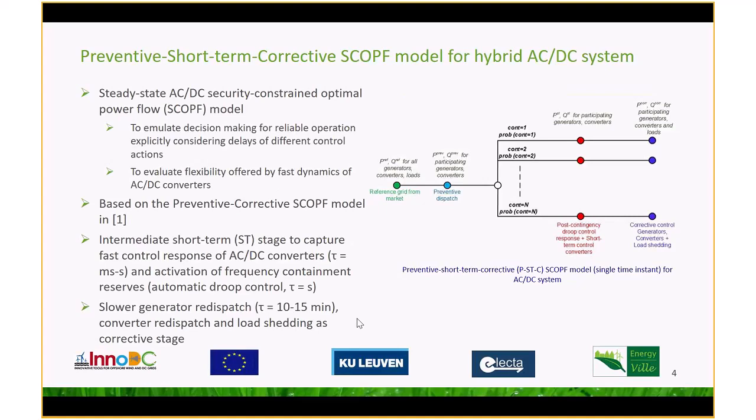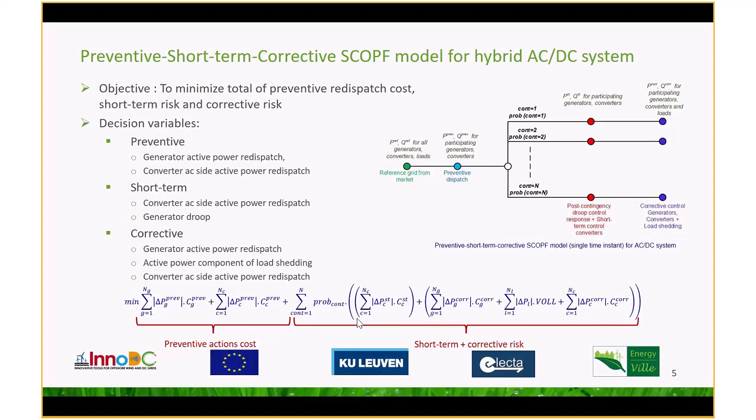This model is implemented based on the preventive corrective SCOPF model already presented in deliverable 3.3. In addition to the preventive and corrective stages, an intermediate short-term stage is added to capture the fast control response of the converters and the activation of frequency containment reserves or the automatic droop control from synchronous generators. The slower generator redispatch, converter redispatch, and load shedding is activated in the corrective stage. This model has been implemented by using the Julia JuMP platform.